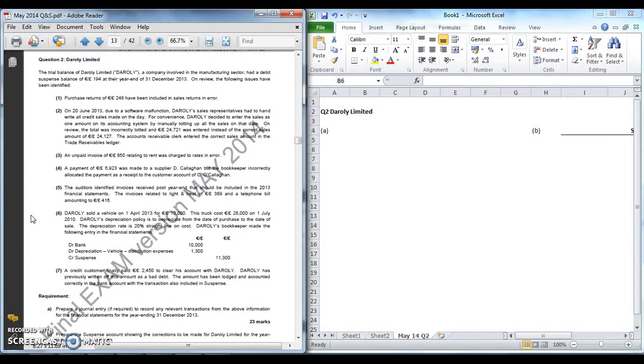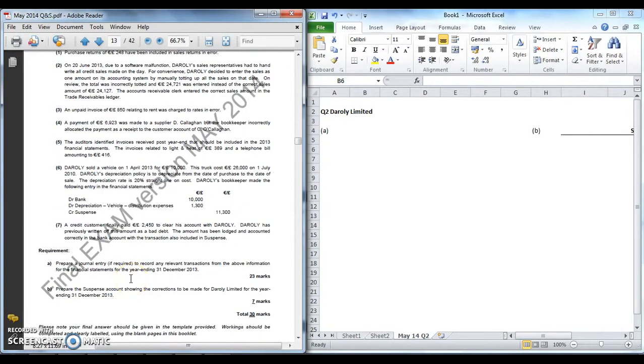This screencast is looking at Darley Limited, question 2 on the May 2014 interim assessment. So the first thing is to look at how many marks are going for the question and particularly what you're actually required to do. There's a journal entries to record any of the relevant transactions above, and you're also asked to prepare a suspense account.